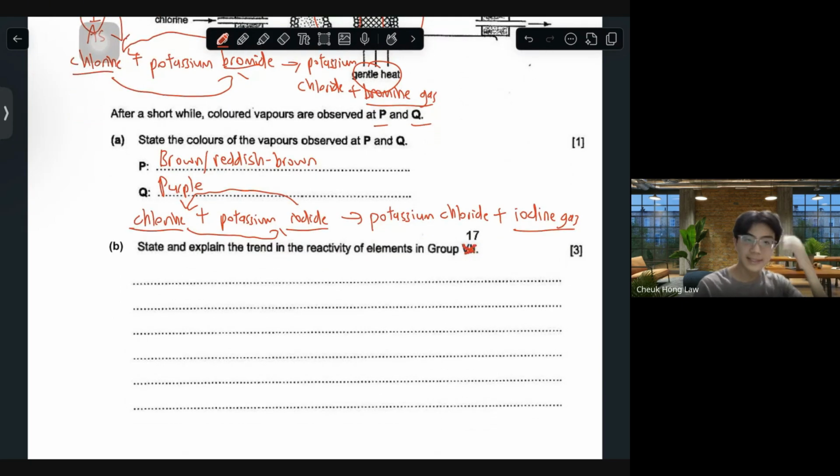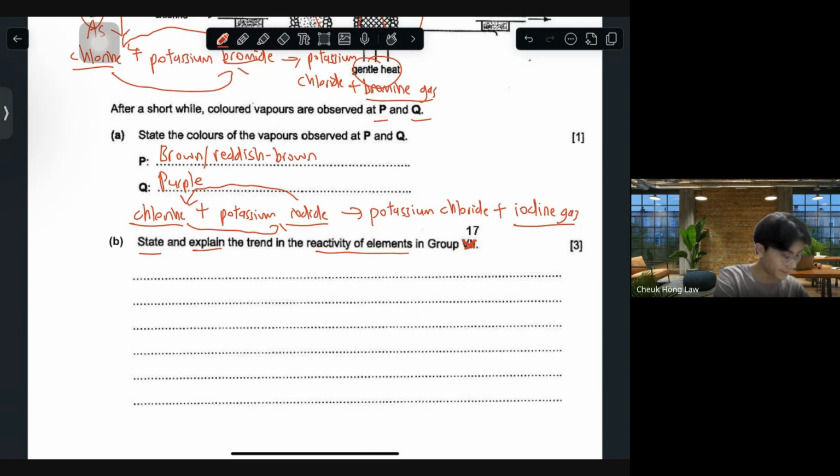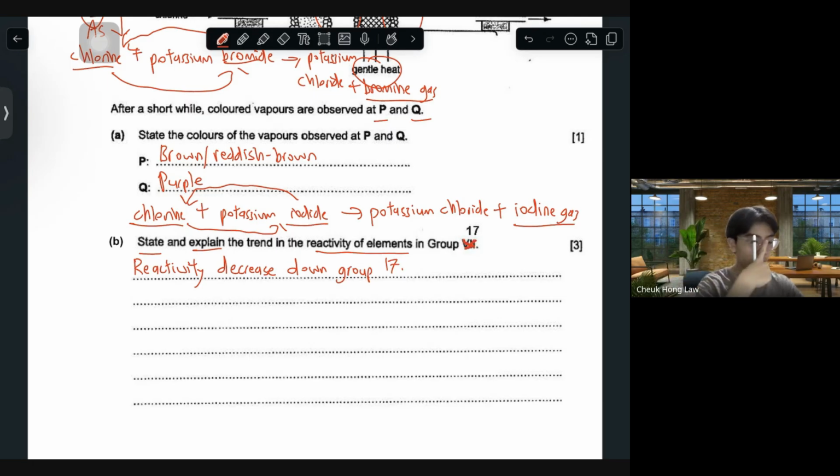Okay, part B. State and explain the trend in the reactivity of elements in group 17. So there's two parts to this. One is you have to state the trend for reactivity. The other one, you have to explain the trend. So reactivity in group 17 decreases. Reactivity decreases down your group 17 elements. That's my statement. Once I write that, I get 1 mark.